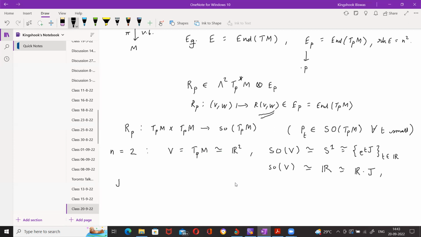Where J is the unique skew-symmetric matrix which is a basis for the skew-symmetric matrices. This is nothing but multiplication by i. This is rotation by 90 degrees, the generator of the Lie algebra here. So if I take an orthogonal basis, then E1 goes to E2 and E2 goes to minus E1. So J is rotation by 90 degrees.